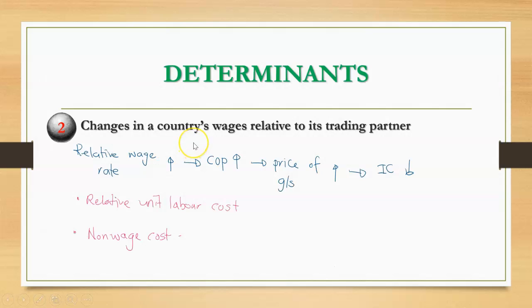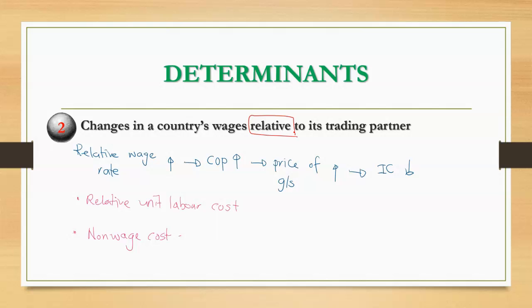Okay, now the second determinant of international competitiveness is changes in the country's wage in relation to its trading partners' wage rate. Because you are looking at international competitiveness, you have to compare with another country. So we are not only looking at our country's inflation rate or wage rate, but we need to compare with another country. That's why the word relative comes into the picture.